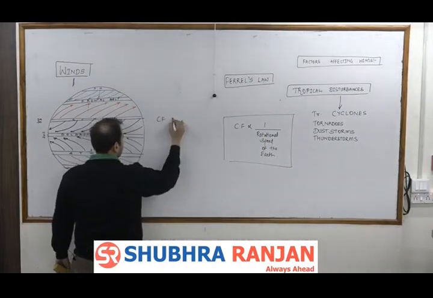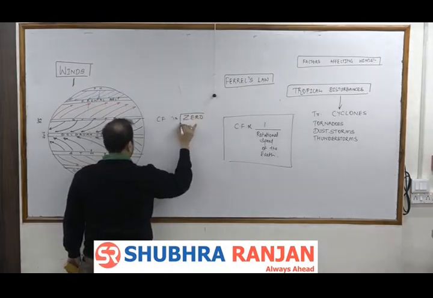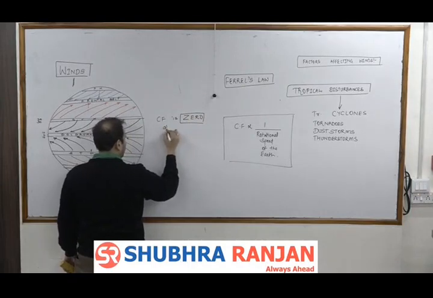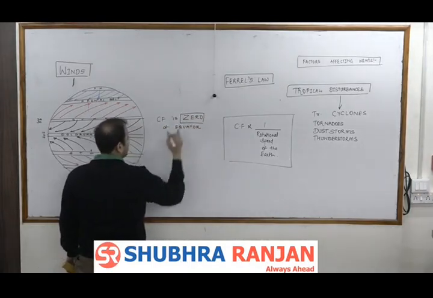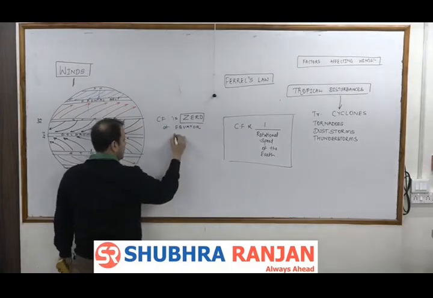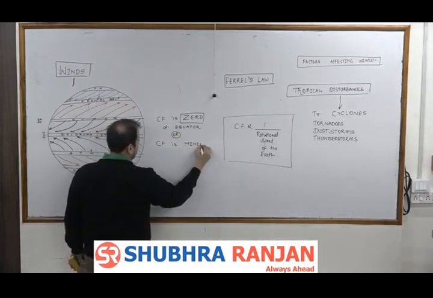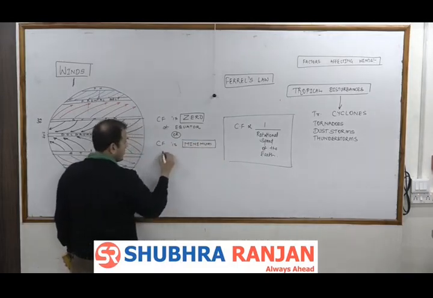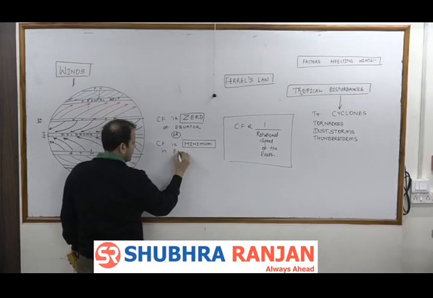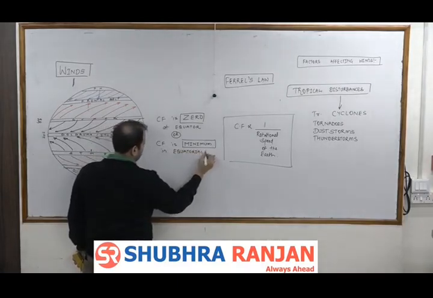Coriolis force is 0 at the equator. Or Coriolis force is minimum in equatorial regions.